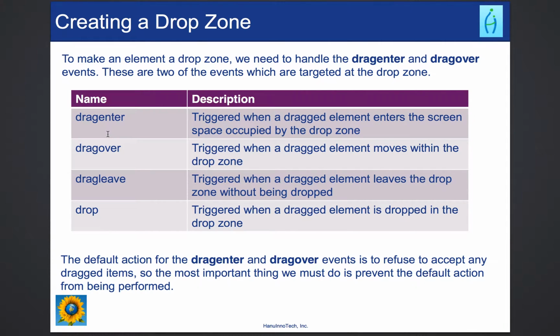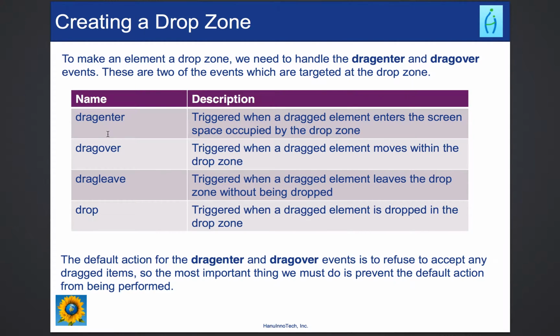Second, we need to create a drop zone. To make an element a drop zone, we need to handle the drag enter and drag over events. The drag enter is triggered when the element moves over the drop zone. Drag over is triggered when the drag element moves within the drop zone, and drag leave and drop are the other events you need to handle to complete the drag and drop operation.